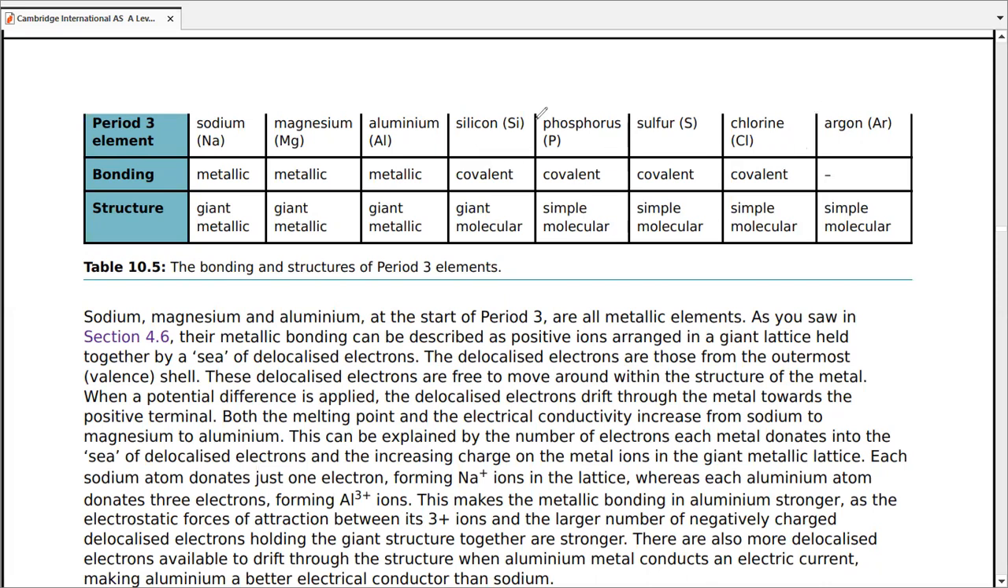Okay, so moving on, let's start with the extreme left. Sodium, magnesium, and aluminum at the start of period 3 are all metallic elements.